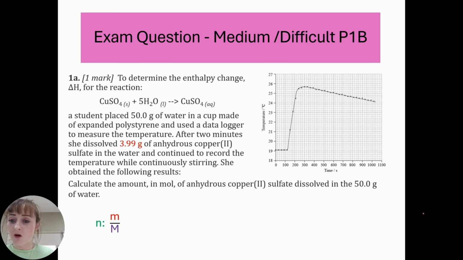You would do this using the formula n is equal to mass over molar mass. So the number of moles is mass over molar mass. And the molar mass you can get from the periodic table. The mass is 3.99 because that's given to you in the question.